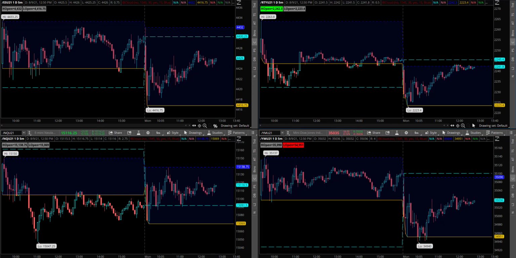This morning we saw the markets open fairly flat and then saw a quick sell-off here in the first 10 minutes or so of trading. Since then, it has been fairly quiet as we just kind of consolidate and drift higher.